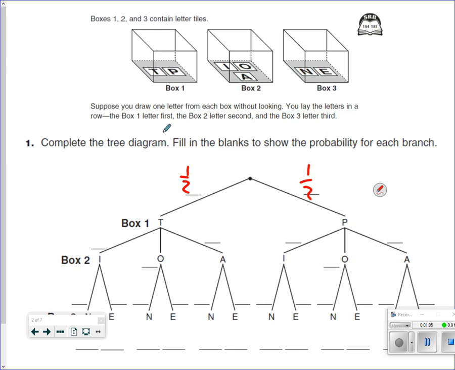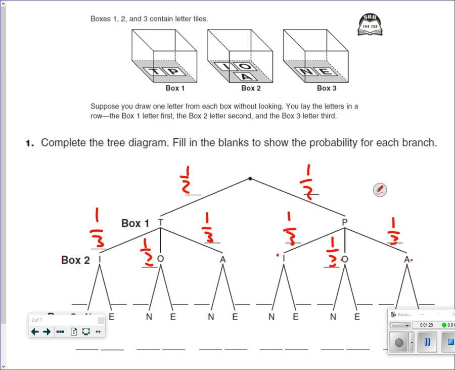Let's move on to the next box. We have box number 2. In box 2, we can have an I, an O, or an A. So what are the chances of getting that? If I'm pulling it out, I have a 1/3 chance of getting each one of these because there are 3 in the box. A 1/3 chance of getting an I, a 1/3 chance of getting an O, and a 1/3 chance of getting an A.